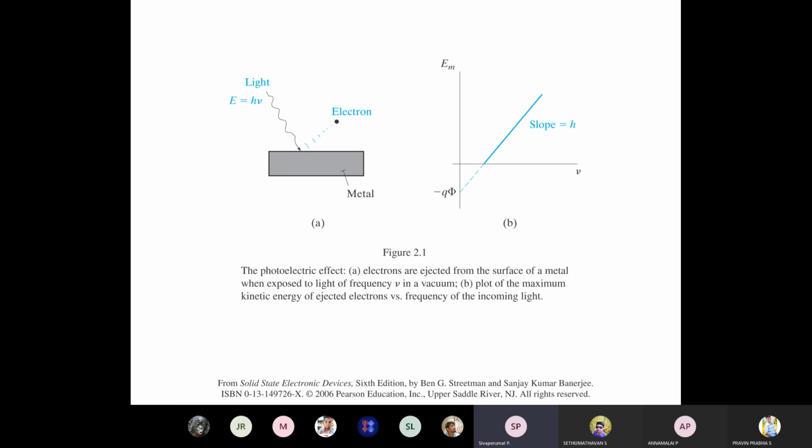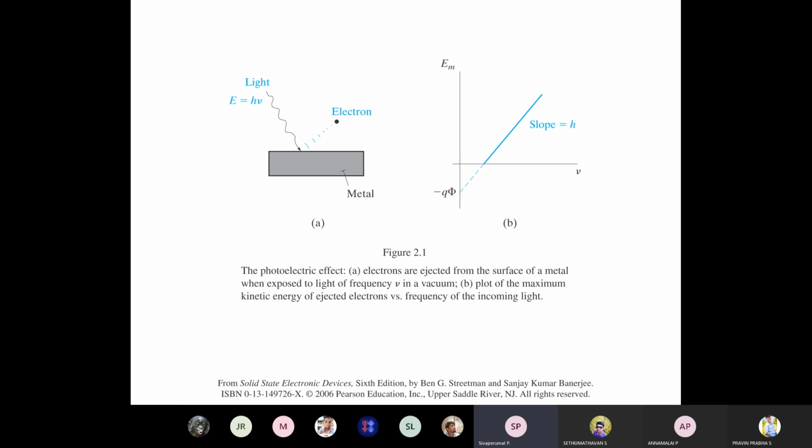Normally there are two pictures shown here, A and B. A shows electrons being ejected from the surface of the metal when exposed to high frequency light in a vacuum. When light passes onto this metal, it exposes the surface, so the electrons move away. This is the electrons, and this is the metal. For the light, we can represent the equation.